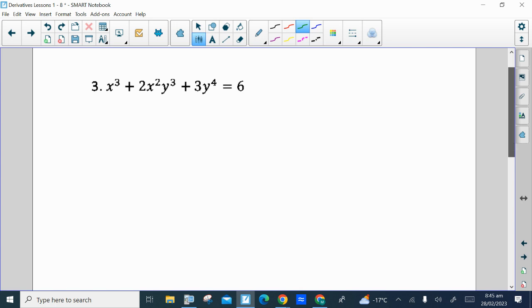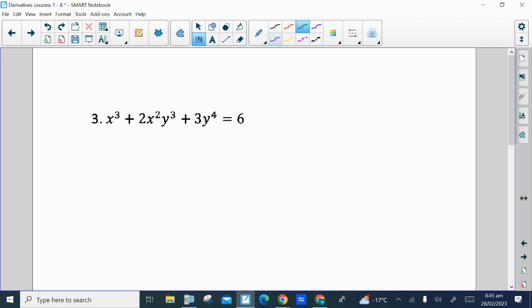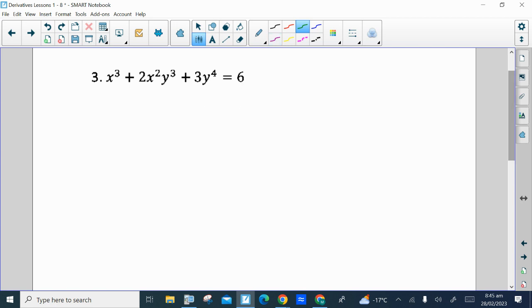So looking at number 3, again, we've got 2 terms here that we're going to have to use implicit differentiation for because there are 2 terms that have y in it. Right? That second term, we'll also have to use the product law because it is a product. So step by step, derivative of x cubed will be 3x squared.